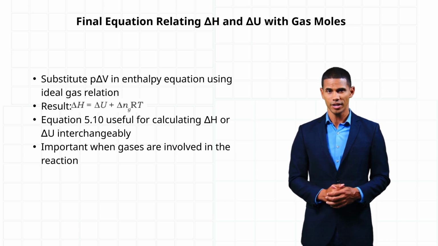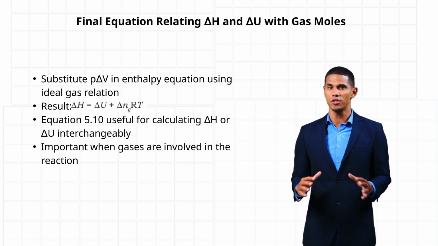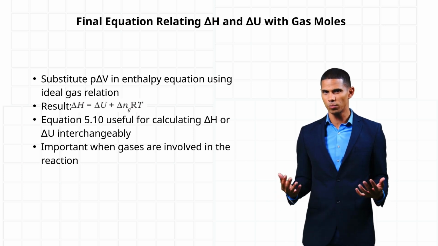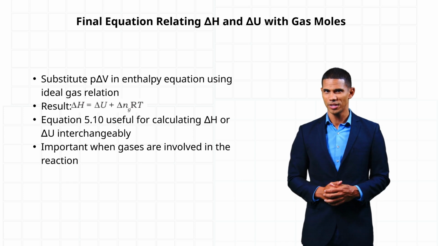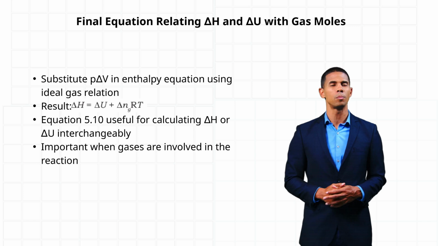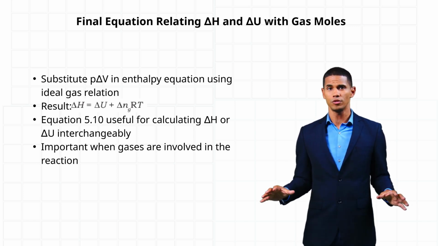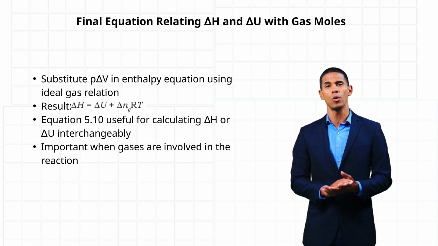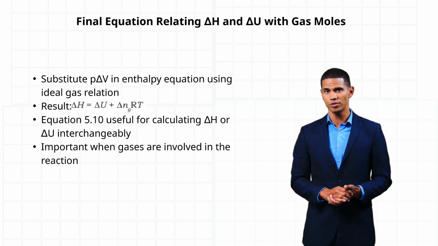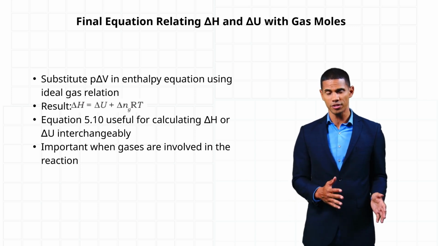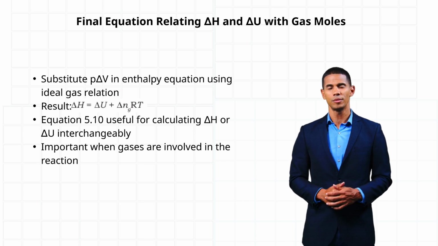The term delta N subscript G captures the change in moles of gaseous reactants and products, and RT brings in the universal gas constant and temperature. So, the difference between enthalpy and internal energy changes depends on how gases are produced or consumed. Quick challenge question. If a reaction produces more gas molecules than it consumes, how would delta H compare to delta U? Take 15 seconds, think it through.